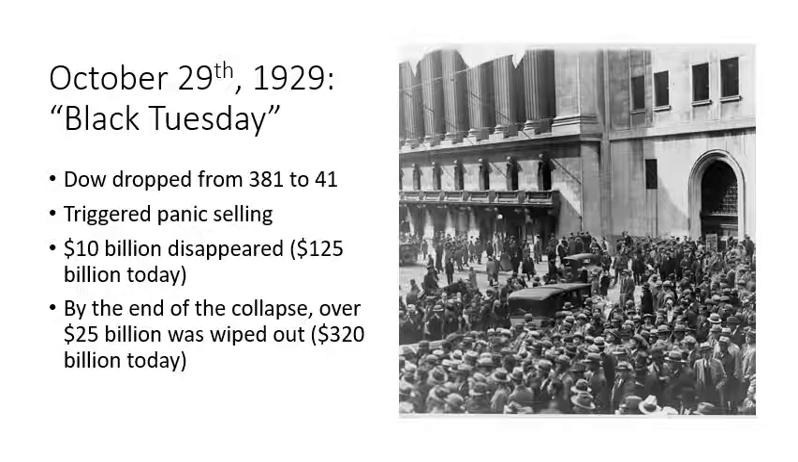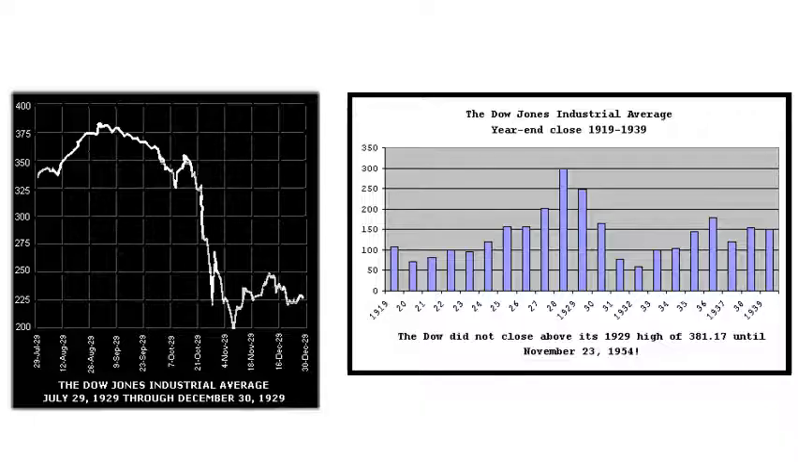By the end of the collapse, over 25 billion was wiped out. $320 billion today. So a massive amount of value in the stock market. The stock market completely crashes, and this really leads to the Great Depression. You can see that depiction here in these two graphs. The black graph on the left shows just the massive decline from the summer of 1929 all the way until October 1929. The market completely crashes.